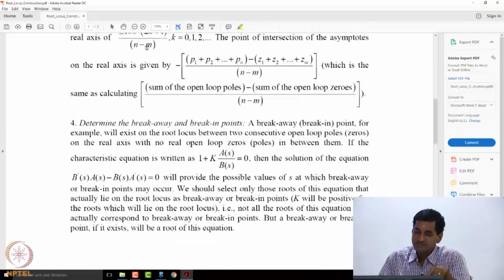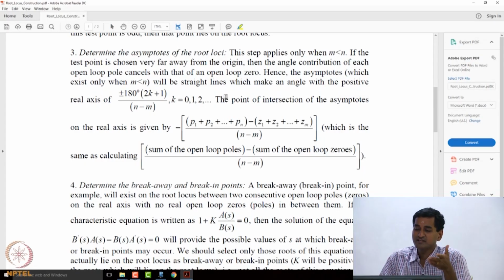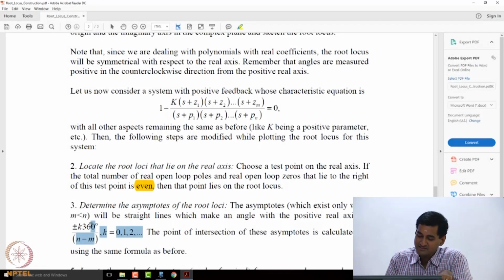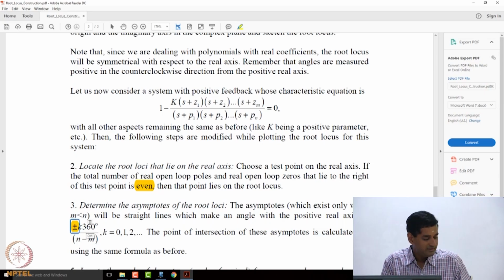Now let's go to the third step. The third step is to determine the asymptotes. Obviously the angle of the asymptotes depends on the angle condition. So what was the angle of asymptotes? Plus or minus 180 times (2k plus 1) divided by n minus m. That now changes to plus or minus 360k divided by n minus m. That is the change which comes about, because what was an odd multiple of pi now has to be an even multiple of pi. Once again we are going to have n minus m asymptotes.